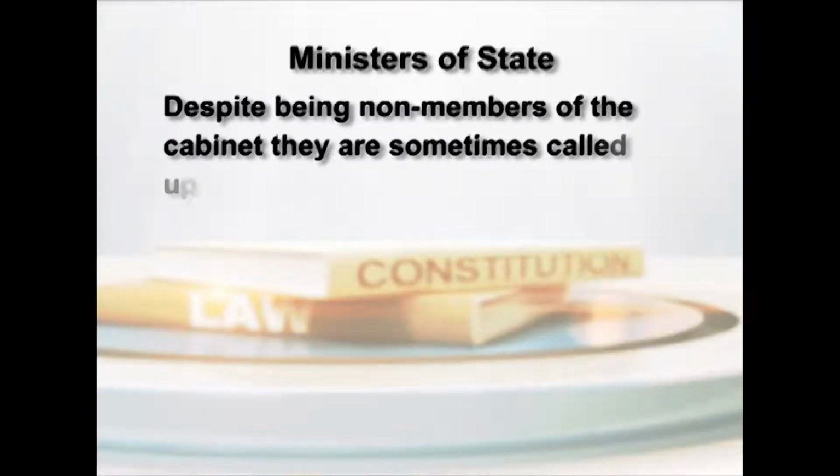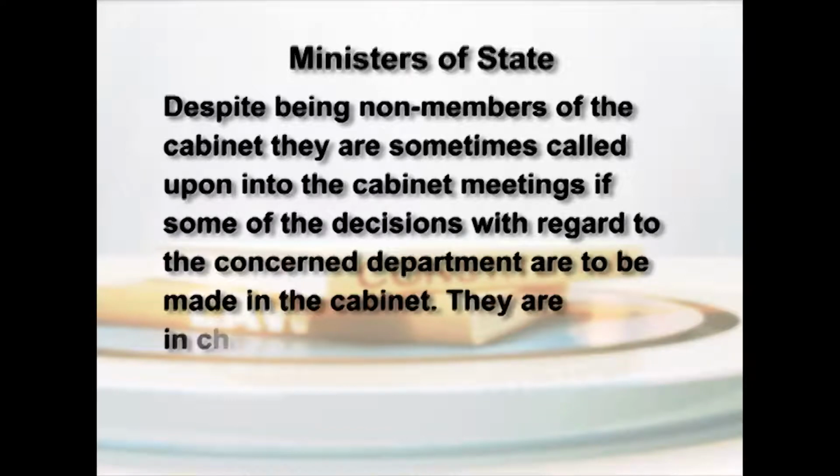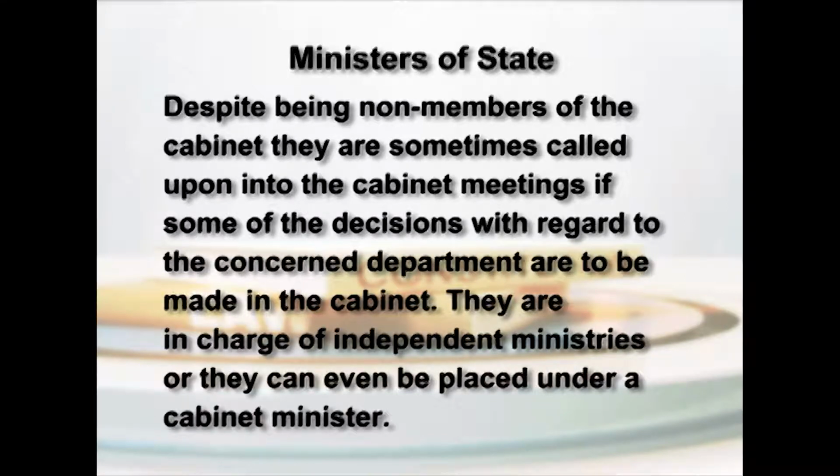The ministers of state are the second category of ministers. They are not members of the cabinet. Despite being non-members of the cabinet, they are sometimes called into the cabinet meeting if some of the decisions with regard to the concerned departments are to be made in the cabinet. The ministers of state are basically given charge of an independent ministry, or they can even be placed under a cabinet minister. In terms of importance and position, deputy ministers occupy the third category of ministries.